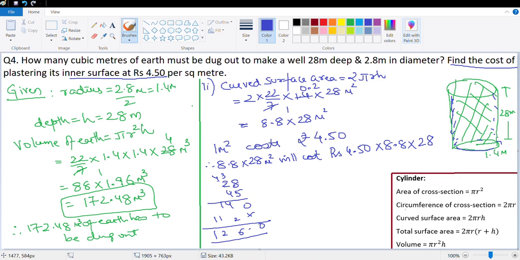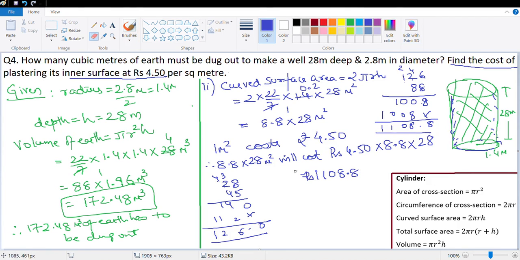So we are looking at 126 into 88. 8 into 6, 48. 8 into 2, 16 plus 4, 20. 8 into 1, 8 plus 2, 10. Let's just confirm. 48, 16 plus 4, 20. 8 plus 2, 10. Which means this is 8001. This is 88011. So this is 1108.8 because there is one decimal. So this is 1108.8 rupees. Now, is my answer correct?